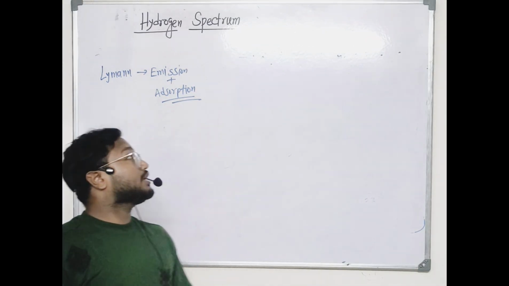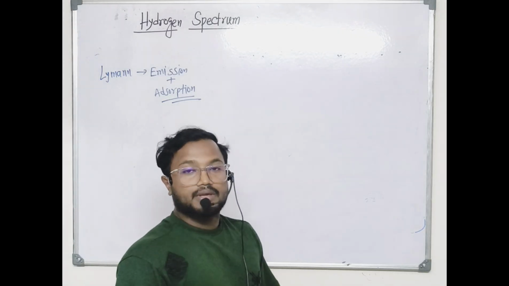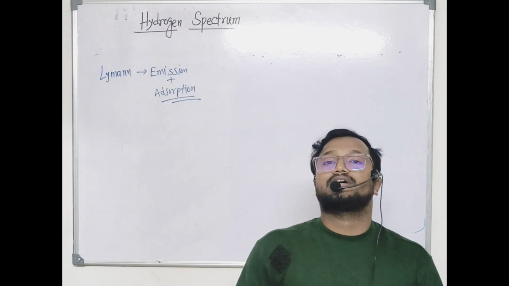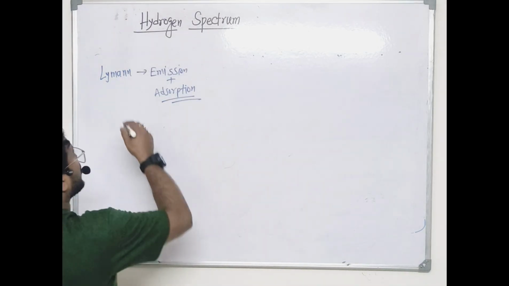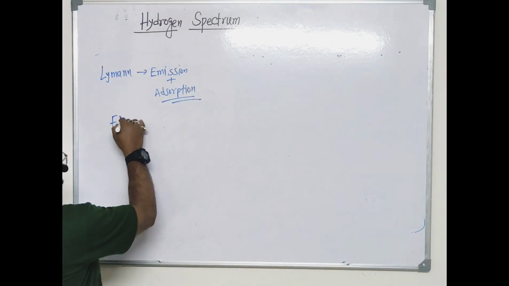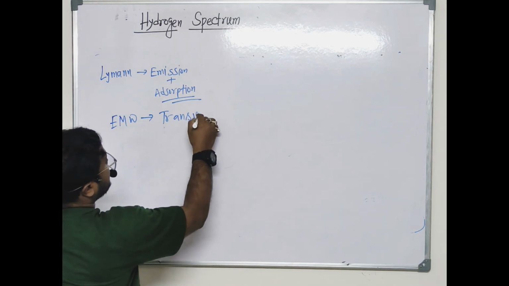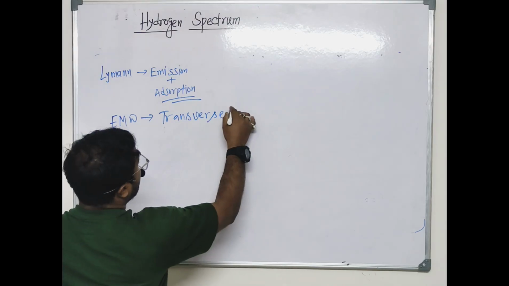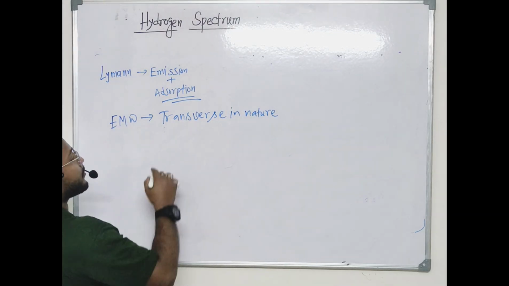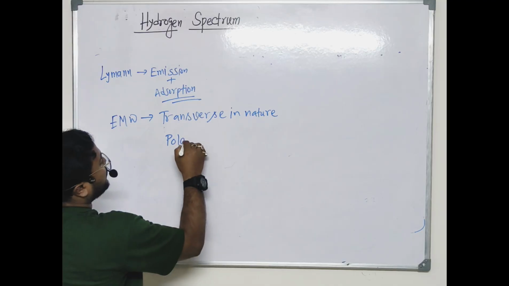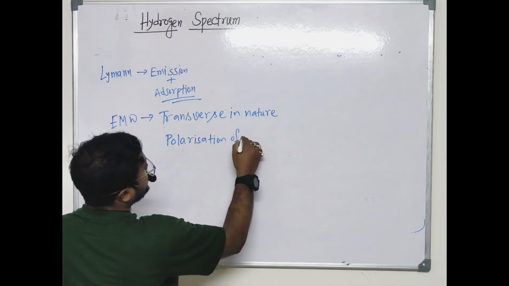We consider these EM waves are transverse in nature and they are explained by the property of light that is known as polarization. So two more points: these electromagnetic waves are transverse in nature. Sometimes MCQs ask about transverse in nature. And another point we follow, it is explained by the property of light, that is polarization. Explained by polarization of light.